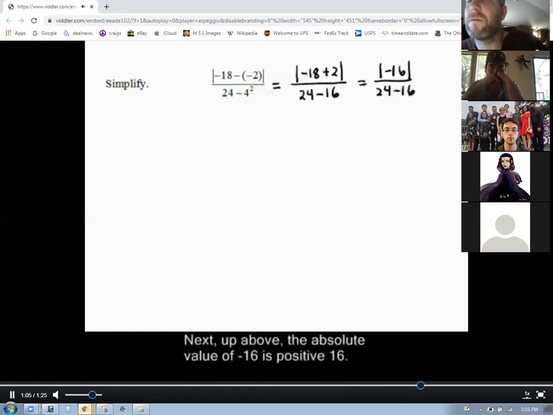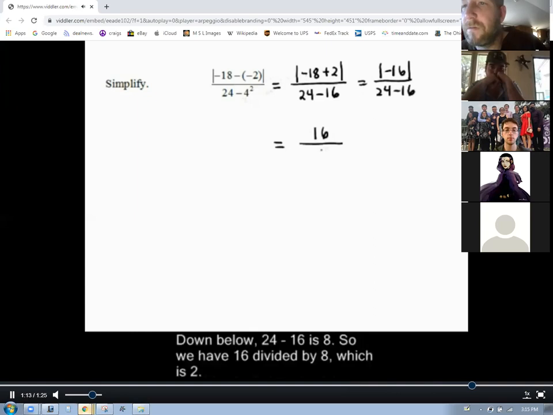Next, up above, the absolute value of negative 16 is positive 16. Down below, 24 minus 16 is 8. So we have 16 divided by 8, which is 2.